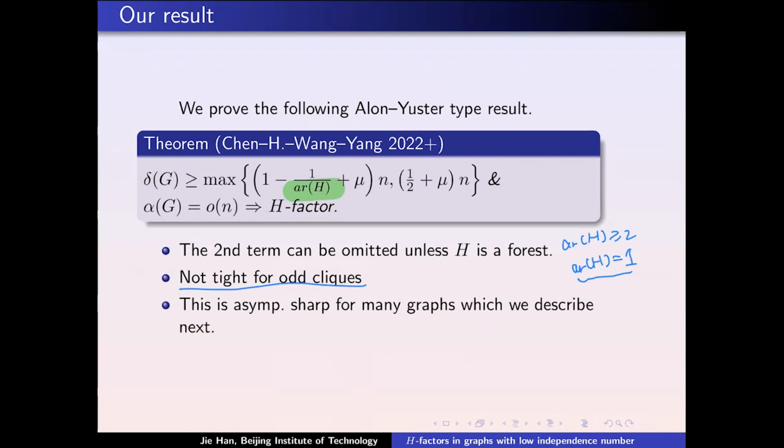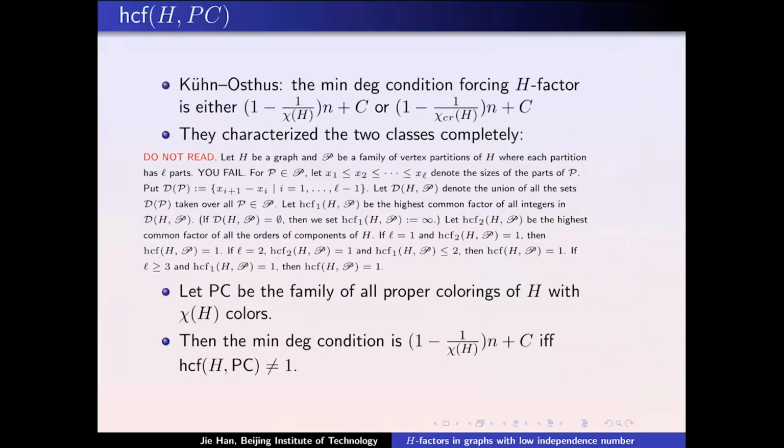And this is asymptotically sharp for many graphs, which we will try to describe next. Okay. I didn't give any feeling about it. I just said I want to replace the R over 2 by ARH, right? But we will see how it pops up. So for that, we will have to talk about the Kühn–Osthus result about this minimum degree condition for H-factors.